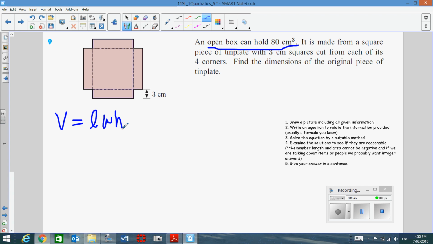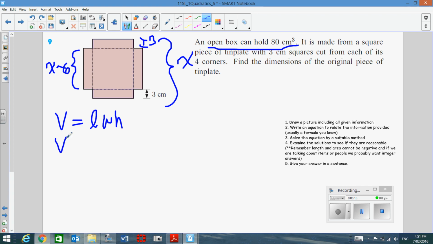Secondly, it says that there's 3 centimeters that are cut from each of the 4 corners. So if this entire side of the original tin plate was x, then this smaller portion that is left over once you cut out the 2 corners, and they're all equivalent, they're all 3, I really have a length of x minus 6 centimeters. So that is now the side length for all 4 sides once they're folded up and cut out.